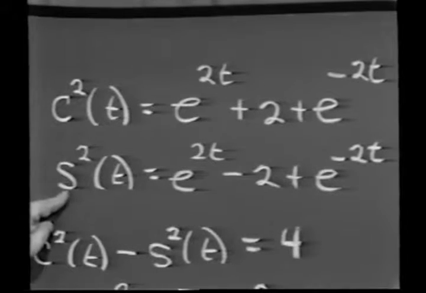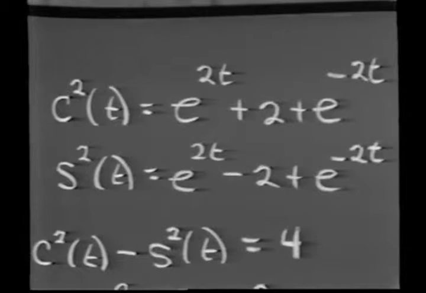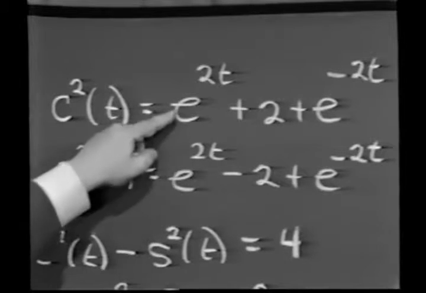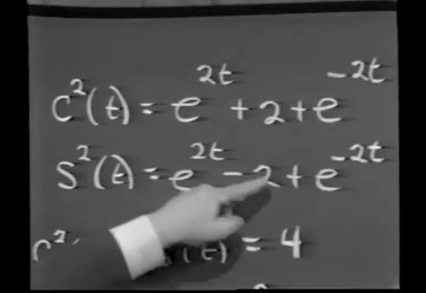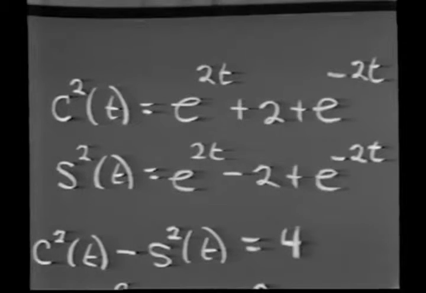Well, now we look at c squared and s squared, and just by looking at this expression, any hope that c squared plus s squared will give us a nice identity should vanish, because you see, if you add these, you're going to get an e to the 2t term in here, in fact twice e to the 2t. Here you'll get twice e to the minus 2t, and only the 2 and the minus 2 will drop out.